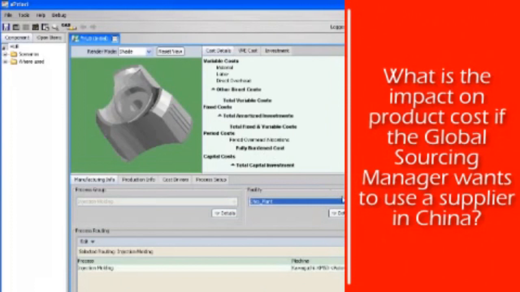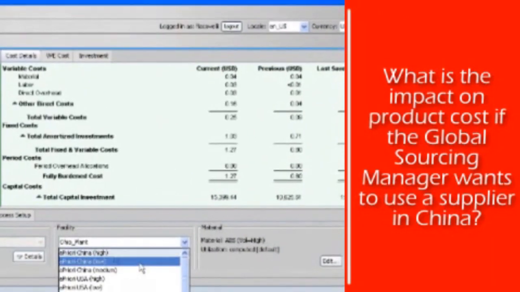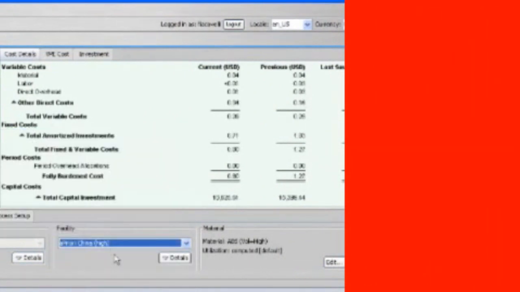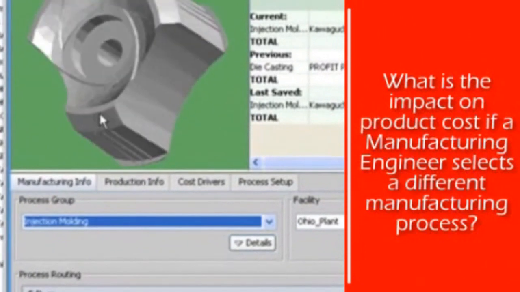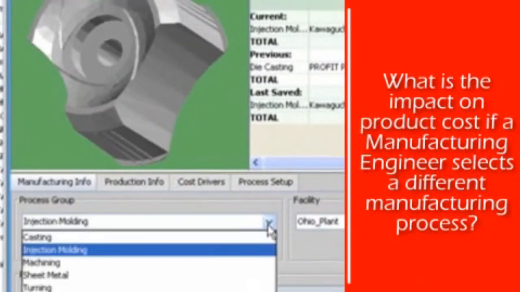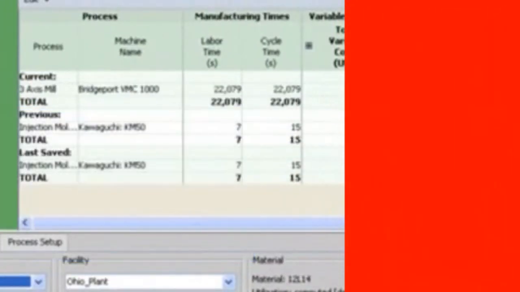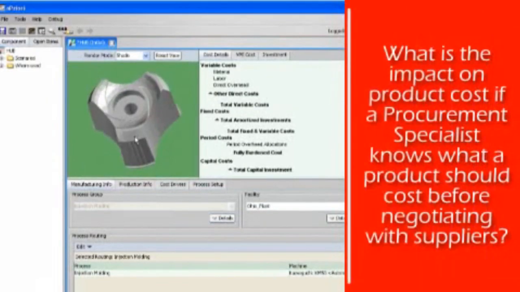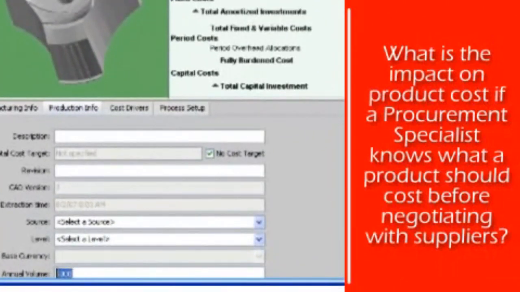What is the impact on product cost if the global sourcing manager wants to use a supplier in China? What is the impact on product cost if a manufacturing engineer selects a different manufacturing process? What is the impact on product cost if a procurement specialist knows what a product should cost before negotiating with suppliers?